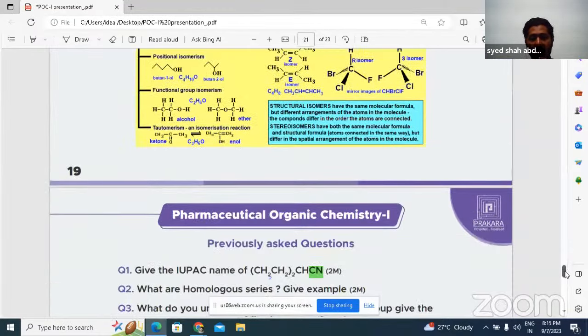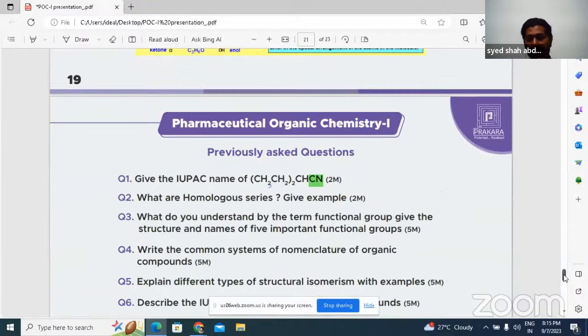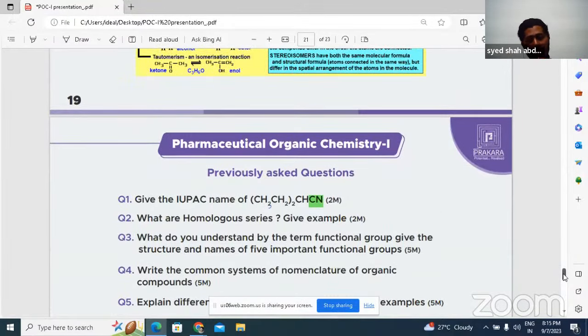Where we will be coming across naming systems, homologous series, and classification of various organic compounds. And then we have the concept of isomerism, where we have different types of isomerism.